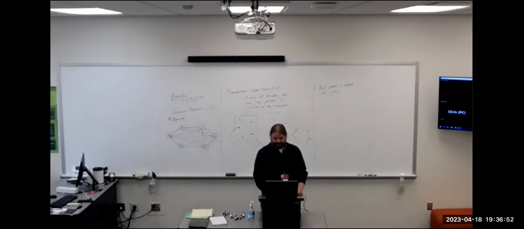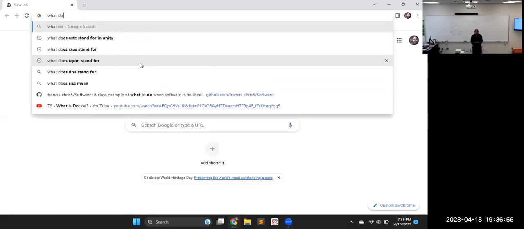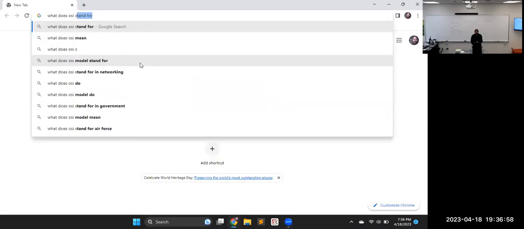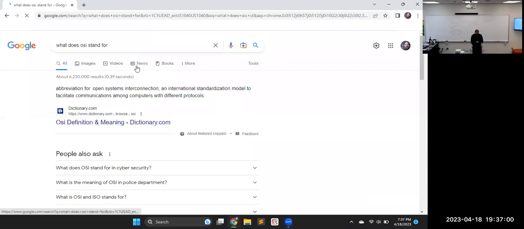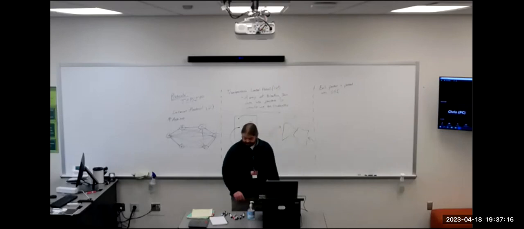I can't remember what OSI stands for. What does OSI stand for? Open Systems Interconnection. So it doesn't explain what it does. That sounds like it was named after the company that invented it. That's probably why I didn't add it into my notes. So it's just the name of the people that invented it is what OSI is.